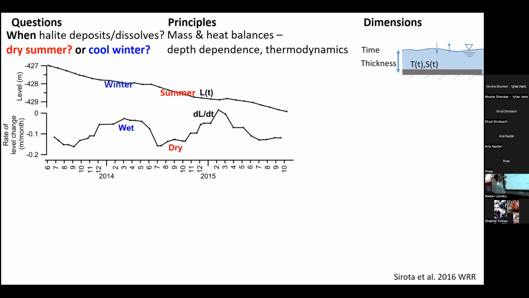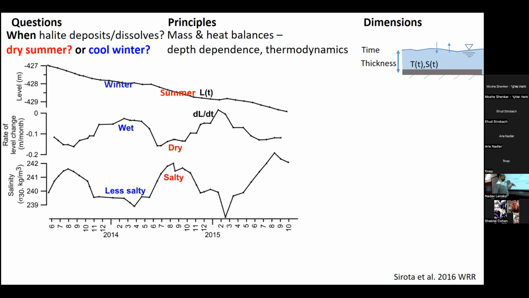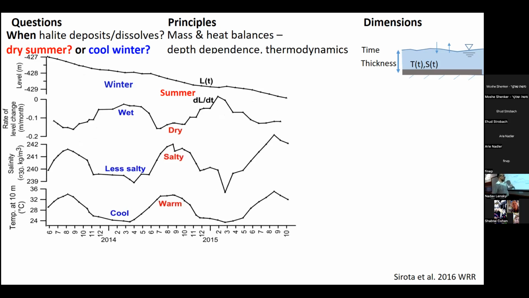And if we take the time derivative, this is the change in lake level. This is 0, and these are negative values. So in the dry season, we have the fastest level drop, and I would expect the highest formation of salt crystals here. And during the winter, slower. That's the first expectation. And if we follow salinity, it shows the same picture. Highest salinity during summer, not surprising.